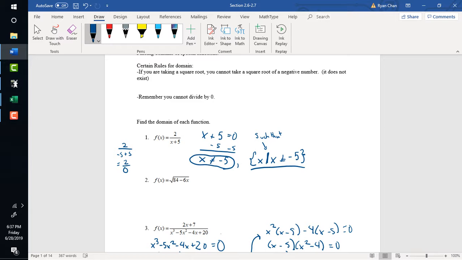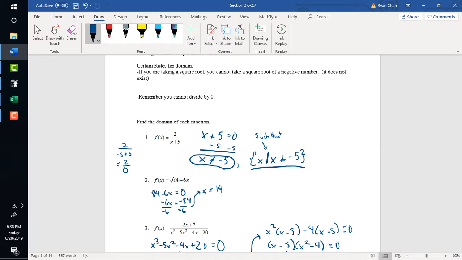So this is what I'm going to do. How do I determine the domain? I'm going to set the inside of the radical equal to 0 and solve for x. So I'm going to move the negative 84 over. I divide both sides by negative 6. And I have x is equal to 14.